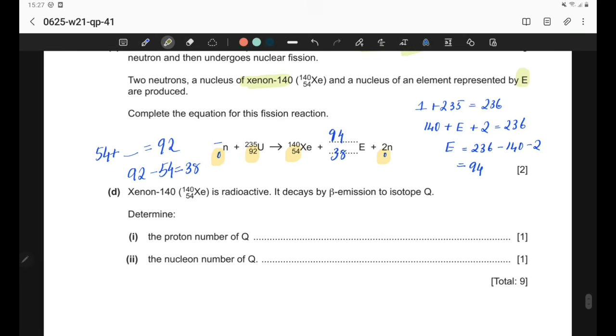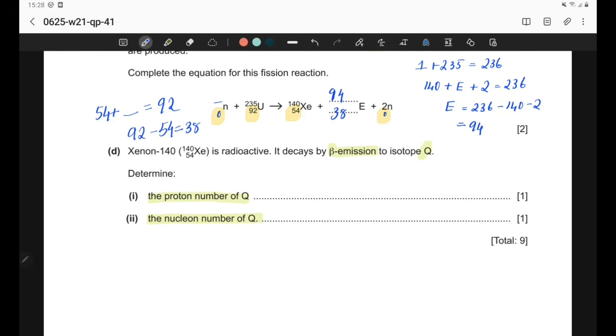Part D. Xenon 140 is radioactive. It decays by beta emission to isotope Q. Determine the proton number of Q and the nucleon number of Q. So here we have xenon 140, which decays by beta negative emission. A beta particle always represents -1 and 0. This one you are already supposed to know. And we have another element also produced, but we don't know its mass number, the number of protons and the total nucleon number.